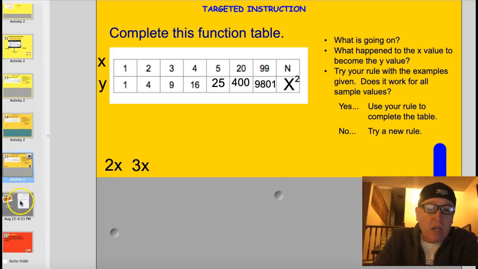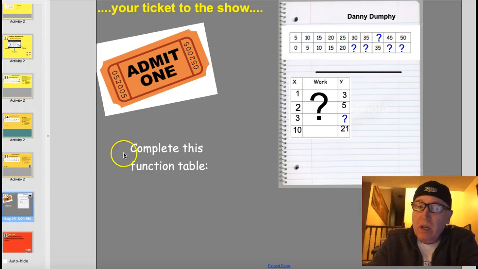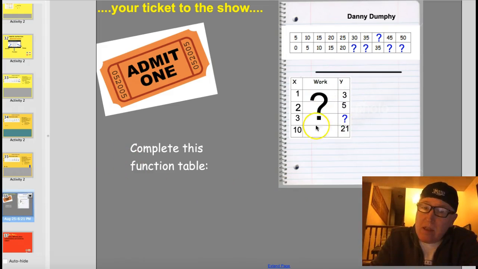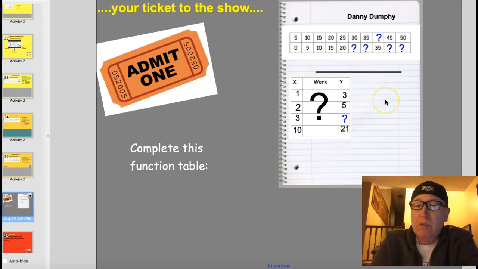Okay, it's time for the ticket to the show. Just a couple of them here. Fill in these charts. You got 5 question marks up top here. And here, you've got just one y value you need to figure out, but you need to figure out what the function is. Okay?